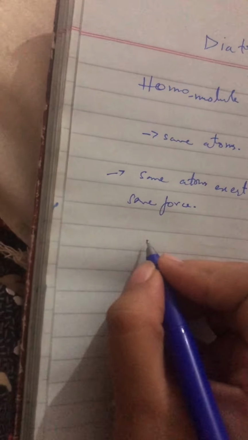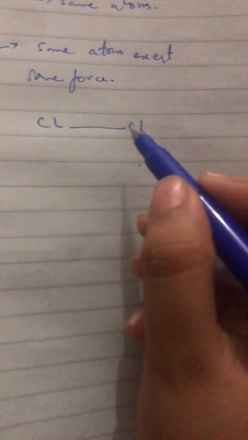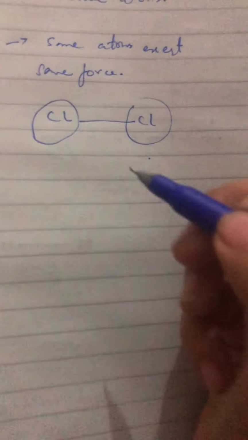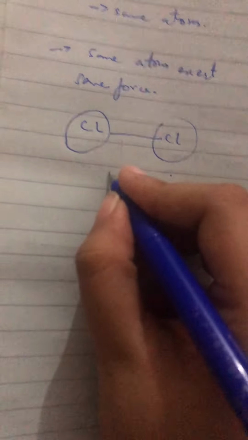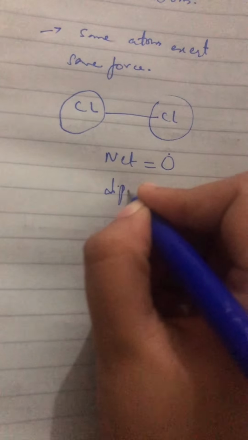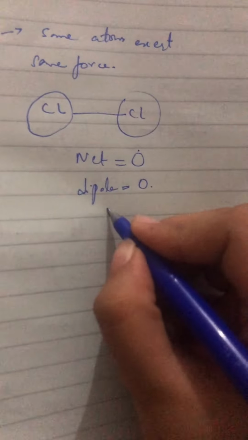For example, we are having chlorine, Cl2, and here also chlorine, right? So here the net force will be equal to 0. Why? Because these both are the same atoms. These are homoatomic molecules. The same electrons will be shared here. So the net force will be equal to 0 and dipole will also be equal to 0. So this will be called a non-polar.